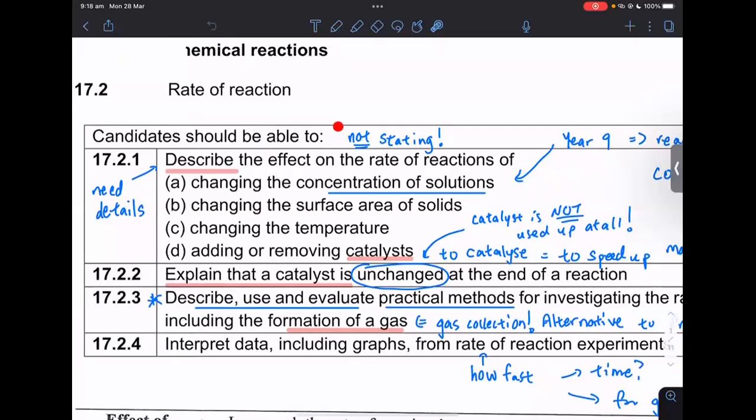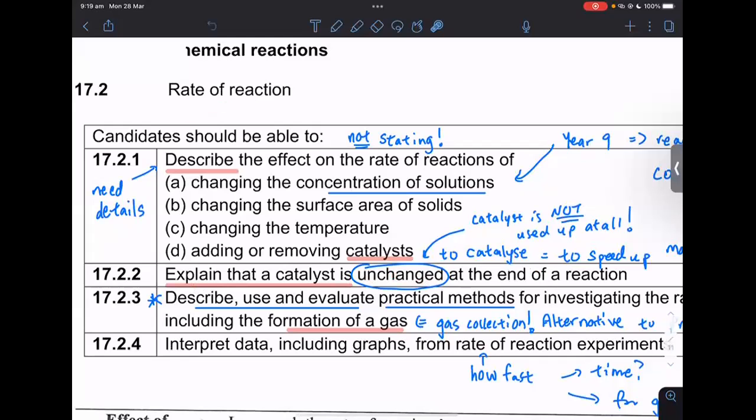They want the students to be able to describe the effect on the rate. As you increase concentrations, there are more particles per unit volume, so rate will increase. When you add water to solutions, you make it more dilute, less concentrated, and therefore rate will decrease. Surface area increases, rate will increase. Temperature increases, rate would get higher. It will be a faster reaction as well. Using a catalyst would increase the rate of reactions. Not using a catalyst would be a slower reaction. Explain that a catalyst is unchanged because a catalyst is not used up at the end of the reaction.